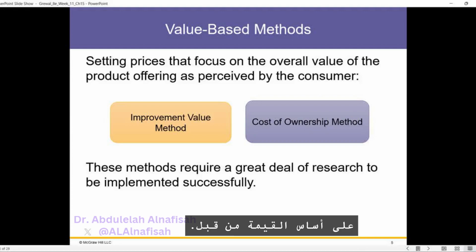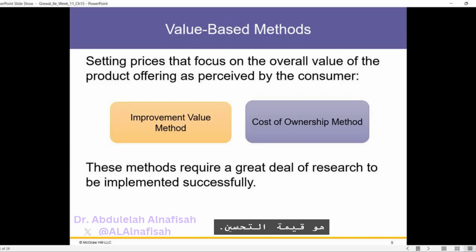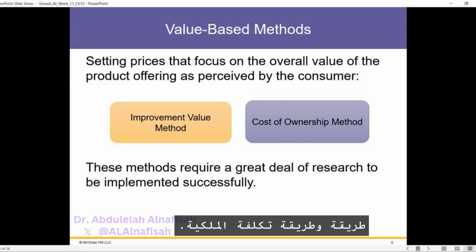Value-based pricing methods are employed by companies to determine prices based on the perceived value of their products or services to consumers. This approach recognizes that consumers assess the benefits they expect from a product and compare them with the sacrifices they need to make to obtain it. A couple of key approaches used in value-based pricing are the improvement value method and the cost of ownership method.